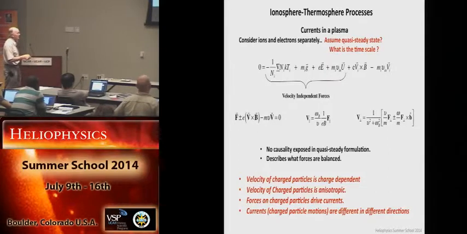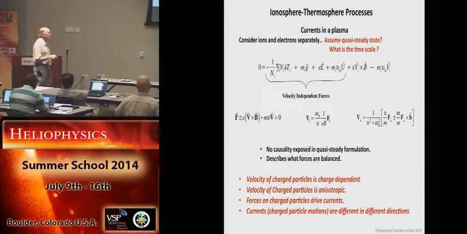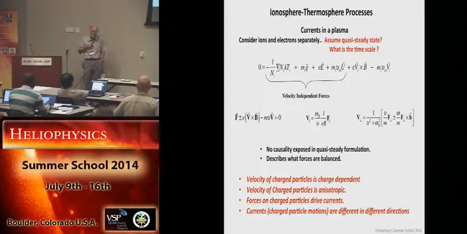Okay? What does that mean? That means that any force applied to the plasma drives a current, because it moves particles in different directions. And the currents are different in different directions. So the current parallel to B is different to the current perpendicular to B in the direction of the force, and different in the direction perpendicular to B and perpendicular to the force.